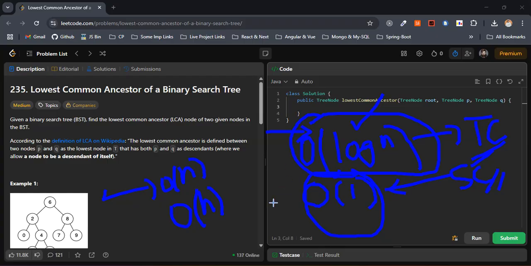So the time complexity and the space complexity for the code that we'll be writing would be big O of logarithmic n and big O of 1 respectively. Now we have a quick and correct understanding of the approach and the complexities. As we are completely familiar with them, we are good to write the code. Let's start writing the code.